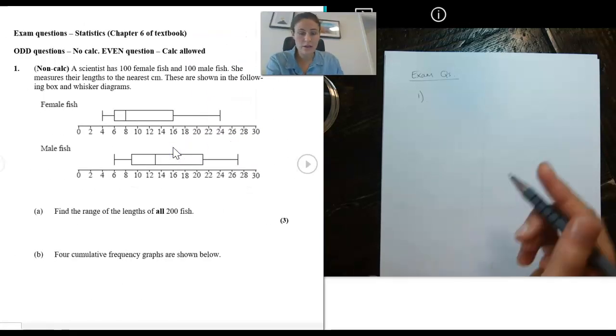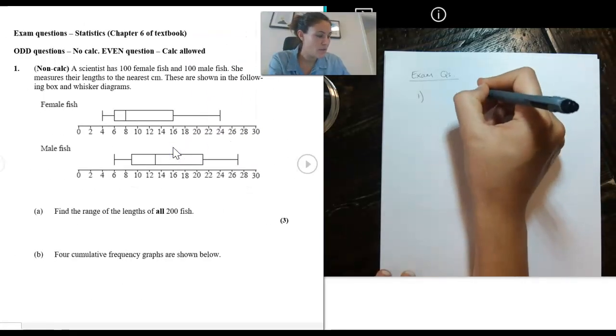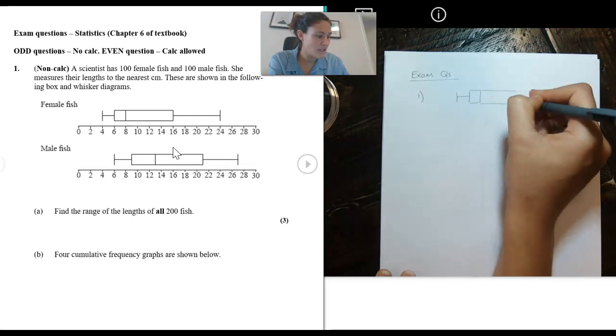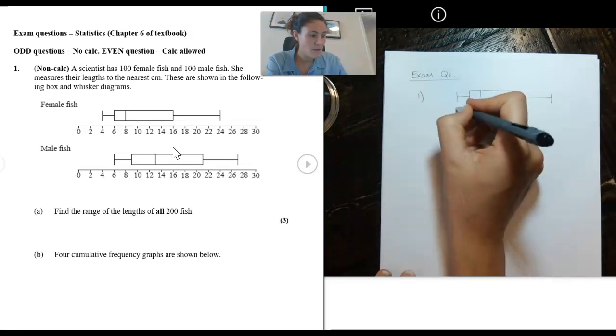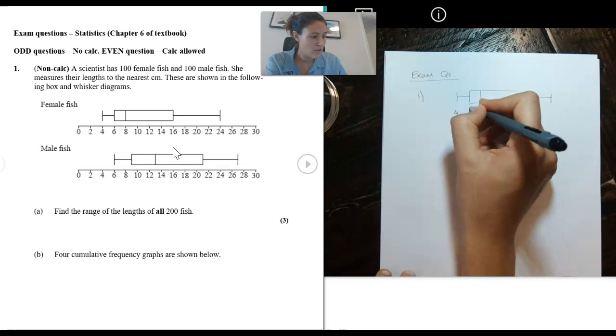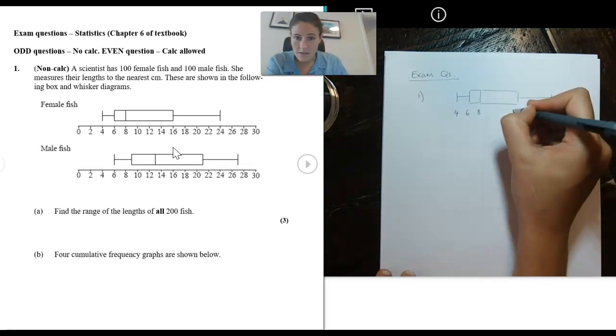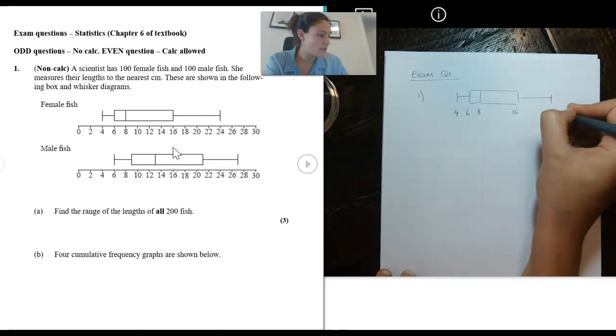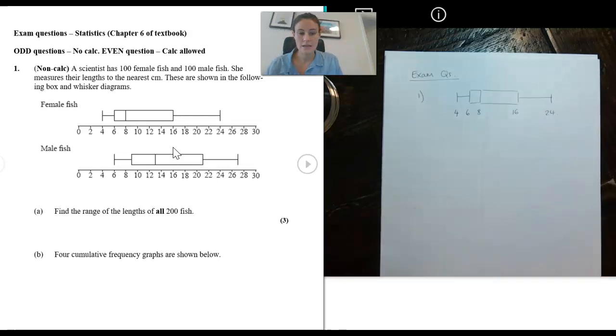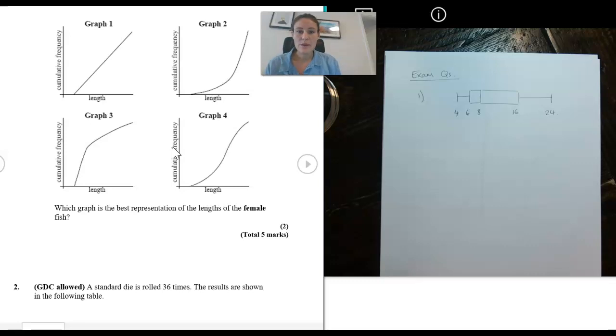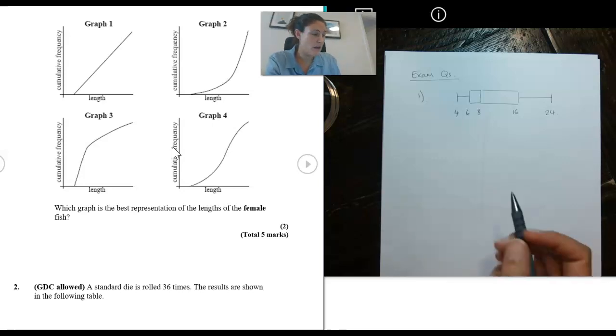If we just have a quick look at that, and I'm just going to copy down some of the key data because we can't look at it all at the same time. Here I've got 4, 6, 8, 16 and 24. Okay, so after you've done a few of these, you might start to know which one these will look like, but let's go through the process of how you'd figure that out.